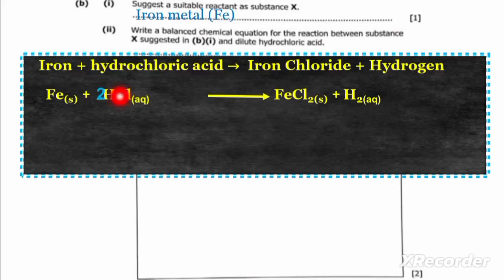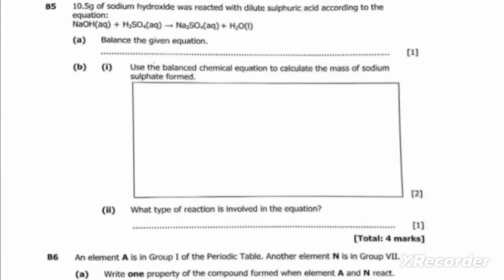We need to balance this chemical equation. We can see that we have one atom of iron here, one atom of iron here, one atom of hydrogen, two atoms of hydrogen. So we have seen that atoms of hydrogen are not balanced. We need to do something here. We write 2 here. 2 atoms of hydrogen, 2 atoms of hydrogen. Okay, 2 atoms of chlorine, 2 atoms of chlorine. So we can see that we have come up with a balanced chemical equation. We are done with this question. Let us move to the next question.